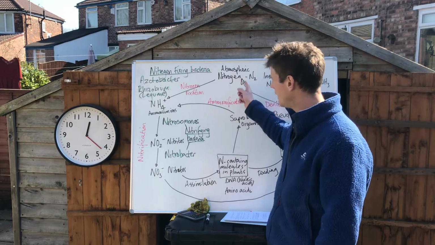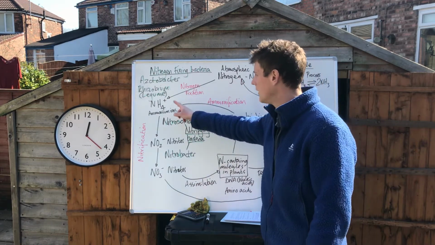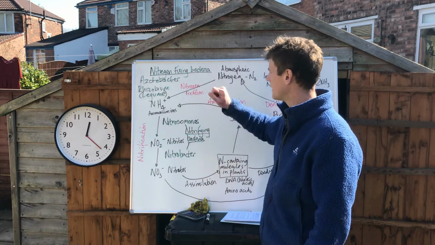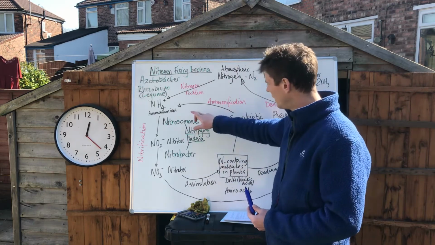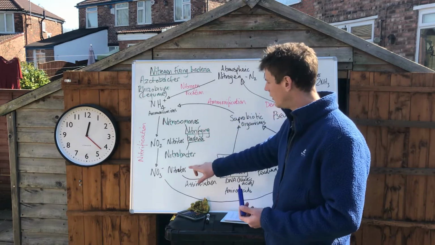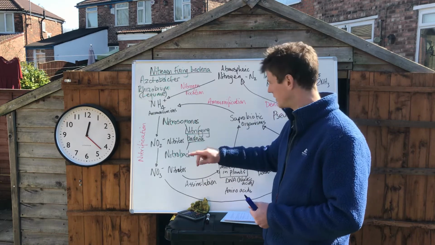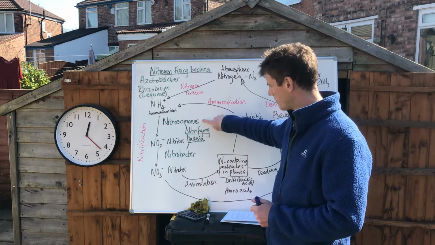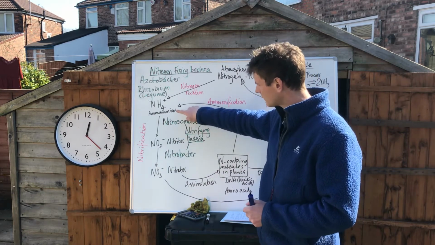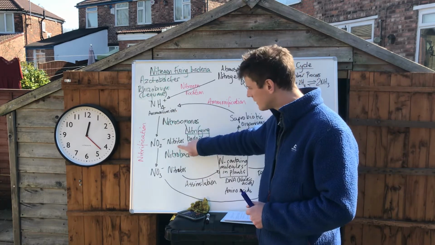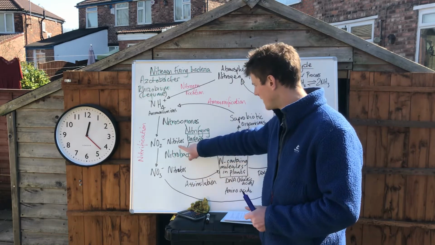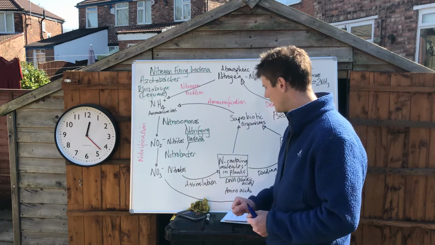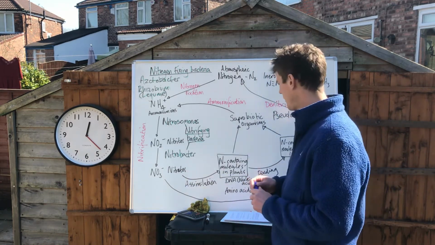Atmospheric nitrogen, which is inert, is converted into ammonium ions by nitrogen fixation by the nitrogen-fixing bacteria. Ammonium ions are then oxidised into nitrates, but in two stages. The nitrifying bacteria, first one, Nitrosomonas, oxidises ammonium ions into nitrites, and then Nitrobacter oxidises nitrites into nitrates. Those nitrates are available to plants.